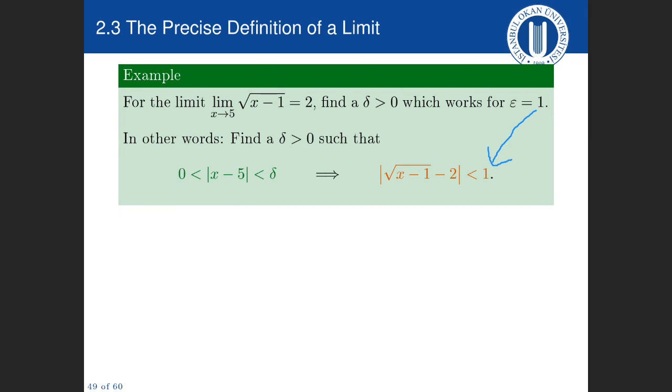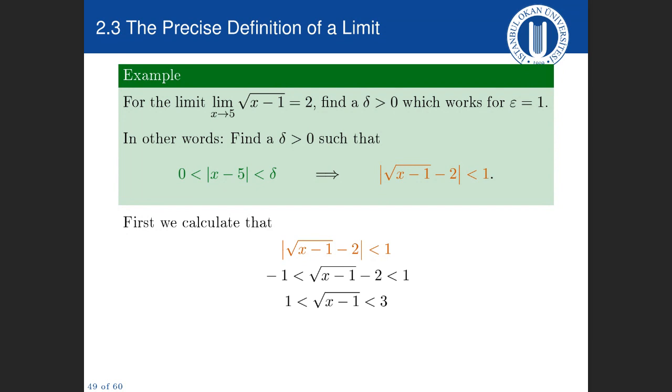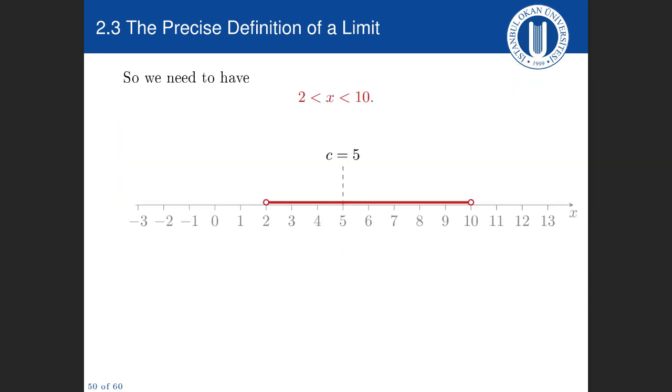So we're going to start with what we want. We're going to start with this orange condition and we're going to work backwards until we find our delta. Absolute value of the square root of x minus 1 minus 2 less than 1. That means the square root of x minus 1 minus 2 is between minus 1 and 1. Do plus 2 to each term. That means the square root of x minus 1 is between 1 and 3. But then x minus 1 must be between 1 and 9. So x must be between 2 and 10. So we need to have x between 2 and 10.